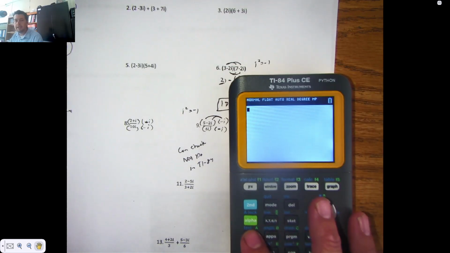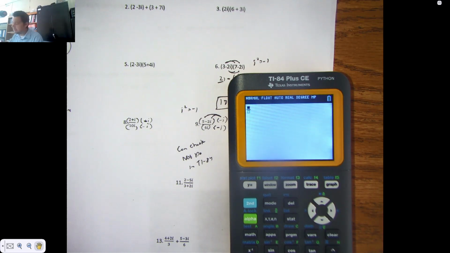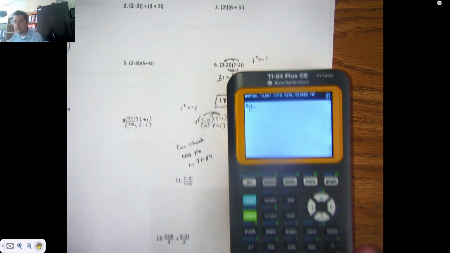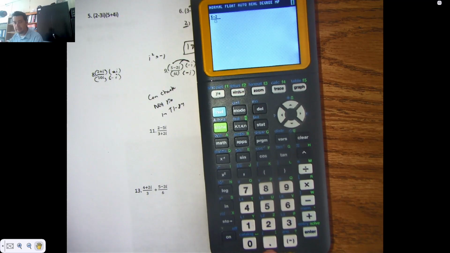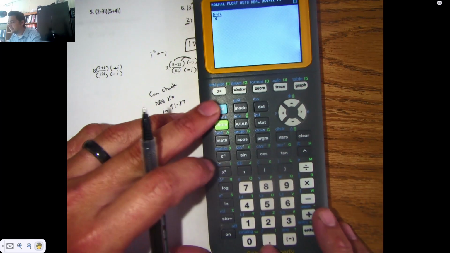Let's see, I'm going to hit math, I'm going to hit num, I'm going to scroll to n over d, and the original expression was 5 minus 2i. The i key is right there. It's that decimal point. And it was over 6i.